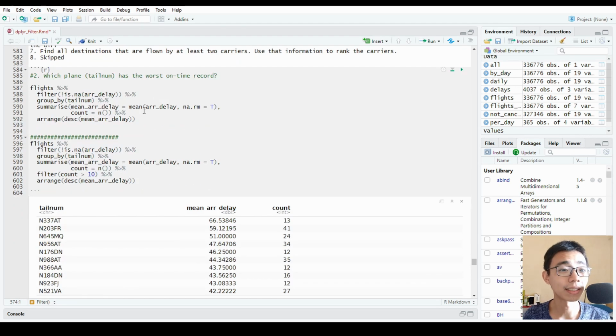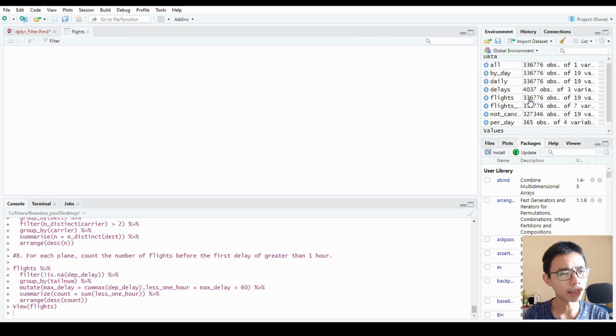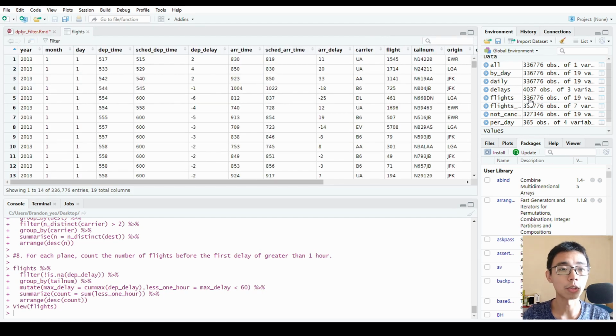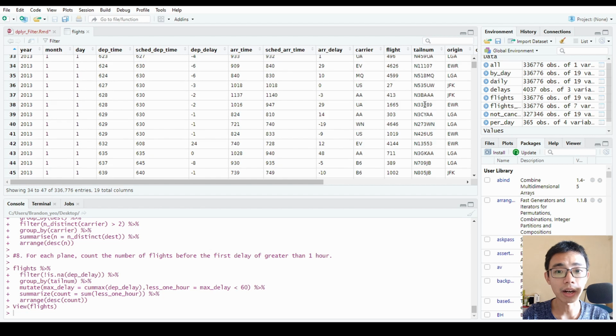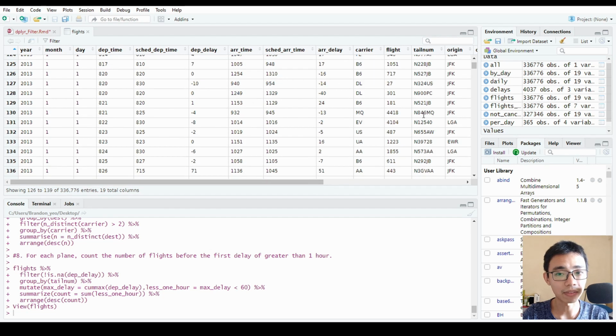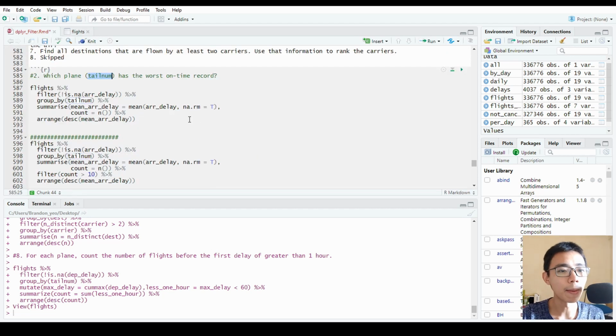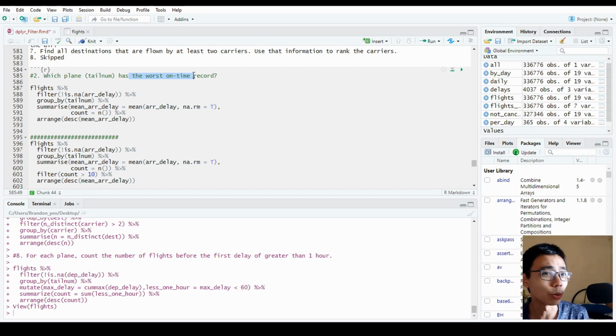Which planes have the worst on-time record? If you don't know, tail number is the number located on an aircraft that is unique to the aircraft itself. One aircraft will only have a certain tail number, something like MH370. So the tail number is specific to the aircraft that flies from one place to another, and it's basically a unique identifier. We want to know which one has the worst on-time record, which is basically what we mean by arrival delay. You can modify the code to calculate departure delay, same concept, but let's just do arrival delay here for now.